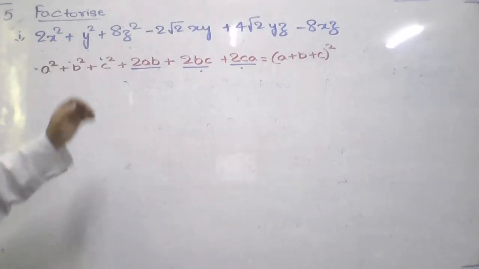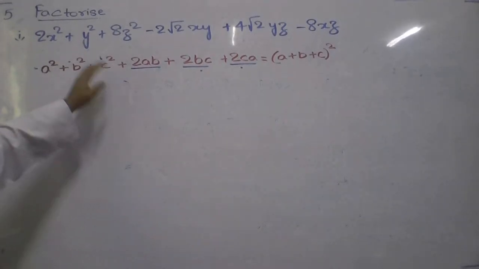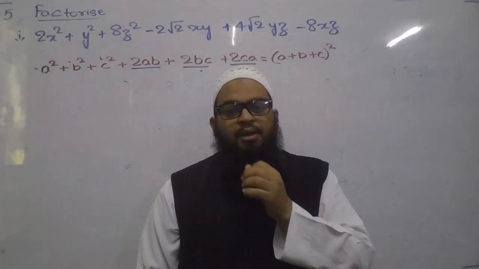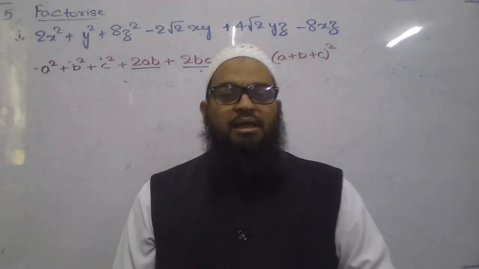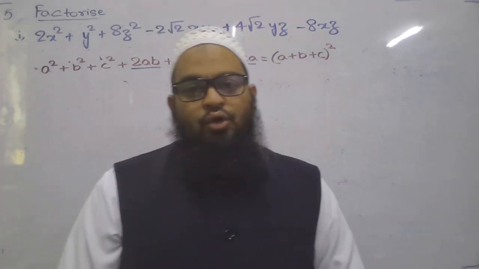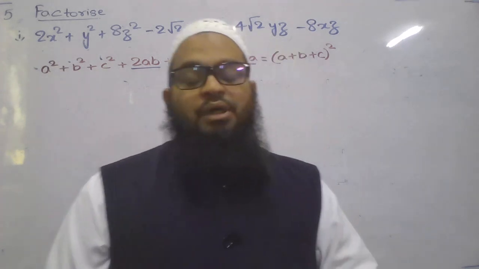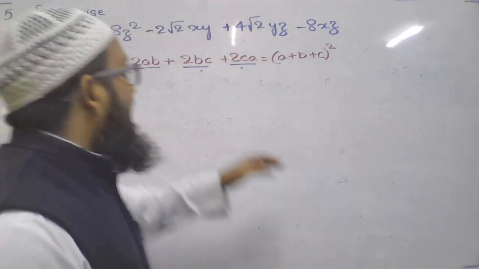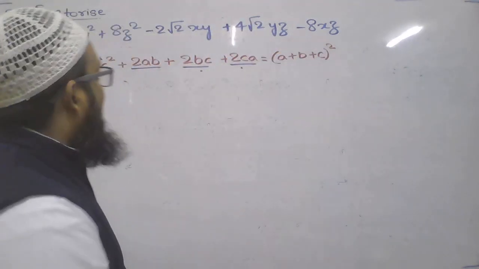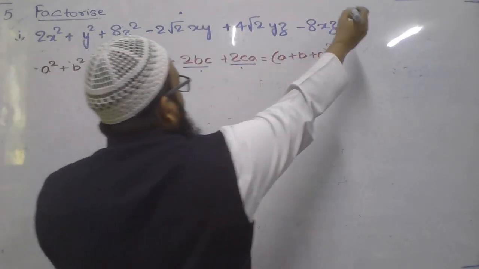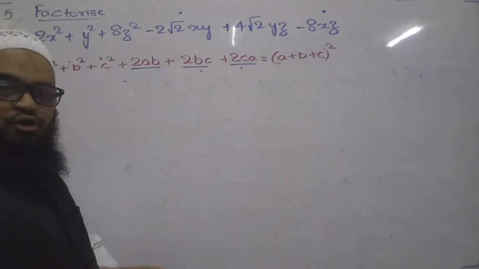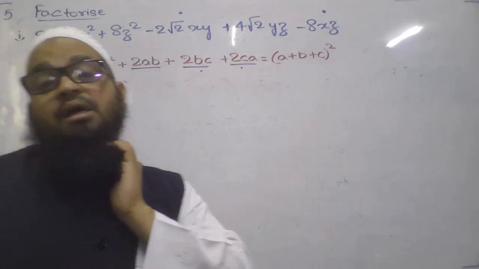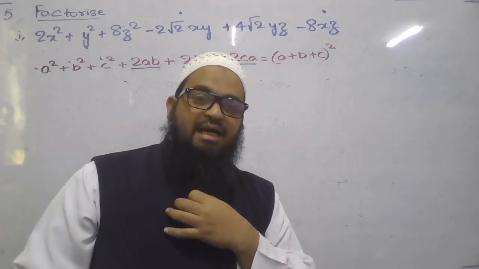So now let us see in the same category the second problem: 2x square plus y square plus 8z square minus 2 root 2 xy plus 4 root 2 yz minus 8xz, right? So keeping in our mind the previous problem where negatives came, let us check here also we have negatives, right? But now we have negatives in the fourth term and the sixth term. So which is common in this? X is common everywhere. So that means we have to make x negative.